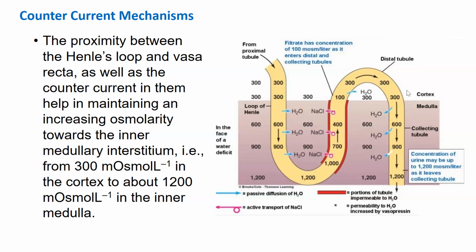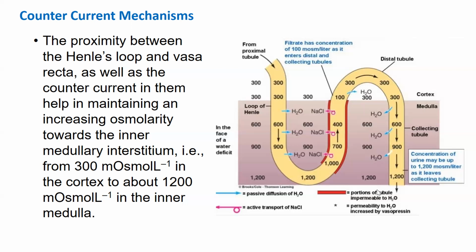You can see the mouse now. I'm just moving the mouse. Is it visible to you? Yes, sir. Okay. So this is the cortex, right? And in this cortex, you see the osmolarity is in the range of 300. In the medulla, as we go deep down, the osmolarity is going to increase. In the upper region, there is 600. In the lower region, it is going to be 900, 1200, and so on.